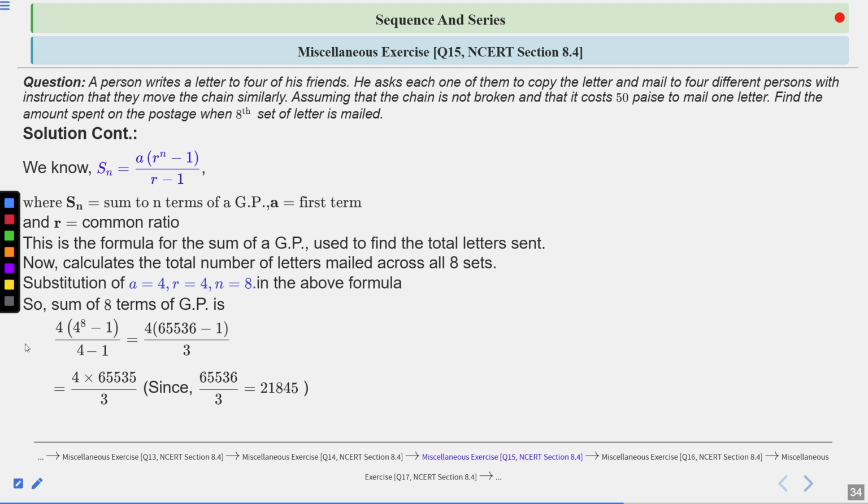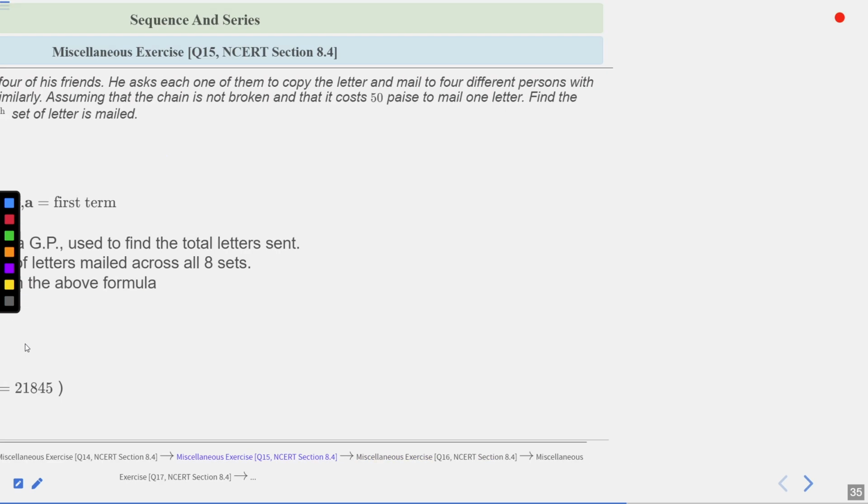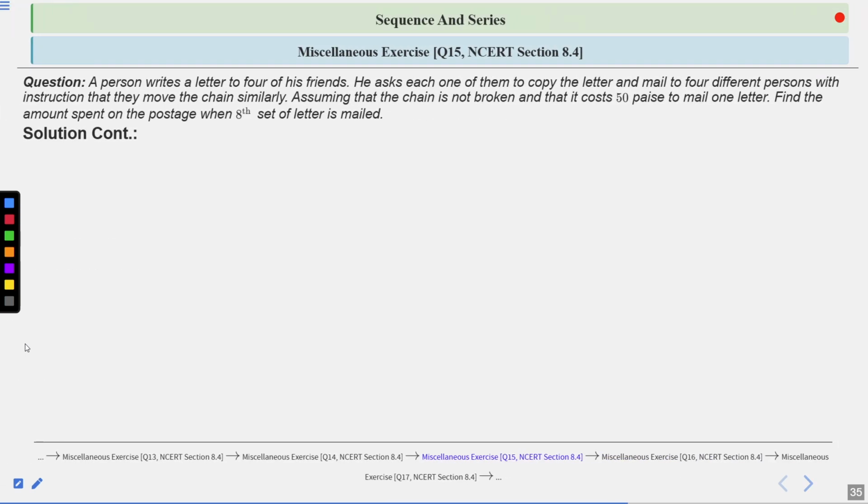Clear? Which is equal to 4 into 21854, which will be equal to 87380. So the number of letters written in each set of letters is basically 87380.